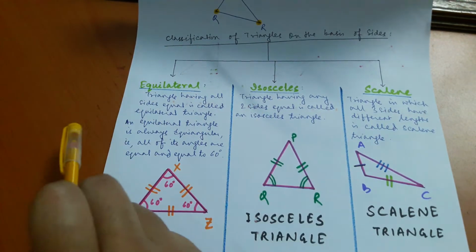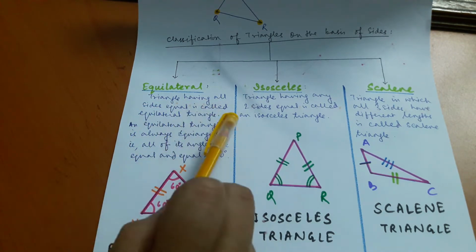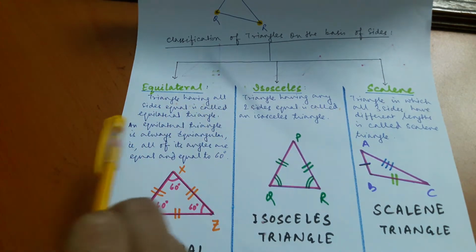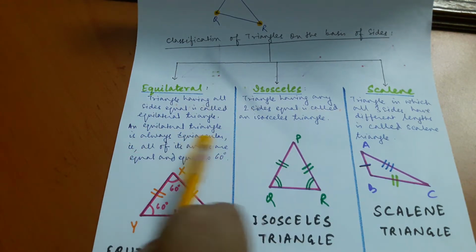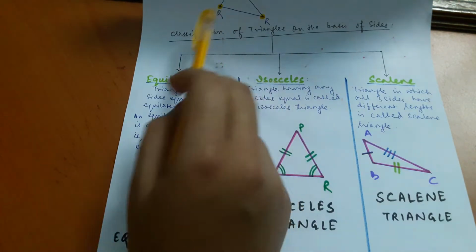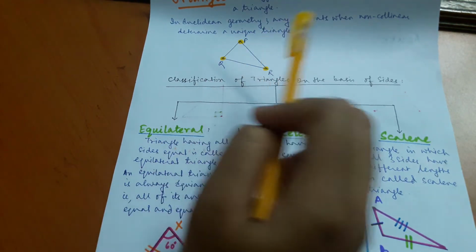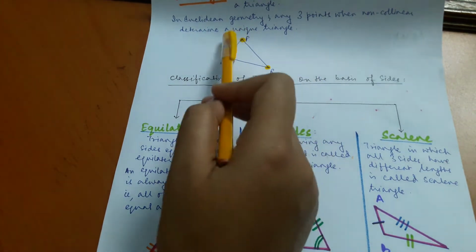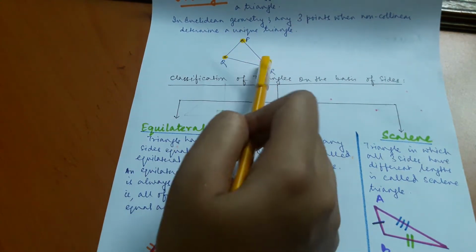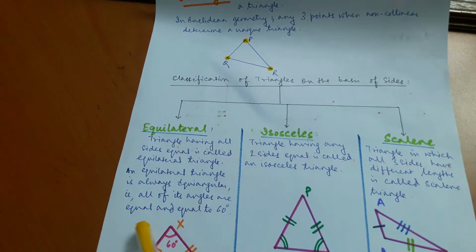Now equilateral triangle, see the definition. Triangle having all sides equal is called equilateral triangle. An equilateral triangle is always equiangular. Equiangular means ये तीनों एंगल, ट्राइंगल का 3 एंगल है, ये तीनों एंगल आपस में इक्वल. Equiangular का मतलब 3 angles are equal with respect to each other. So therefore all of its angles are equal and equal to 60.